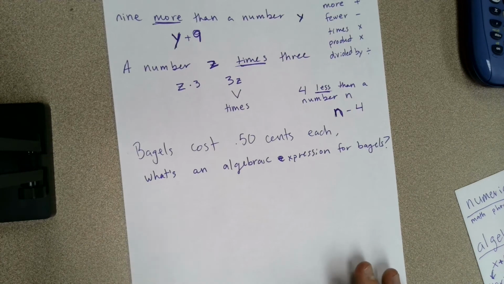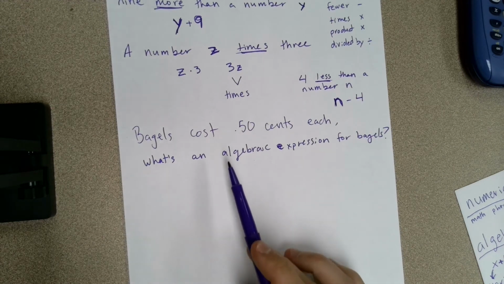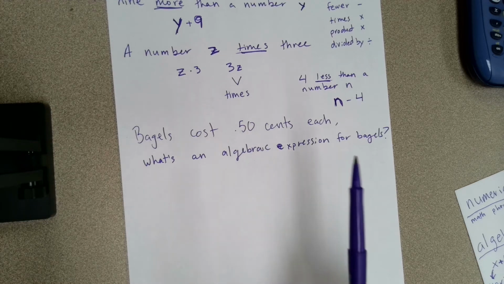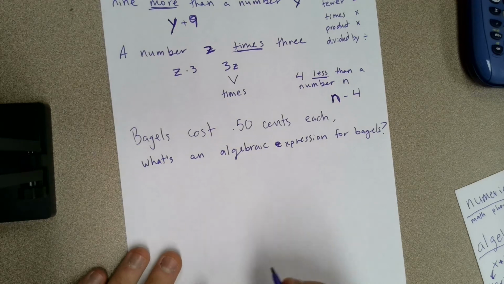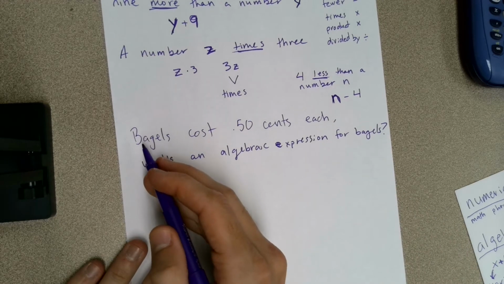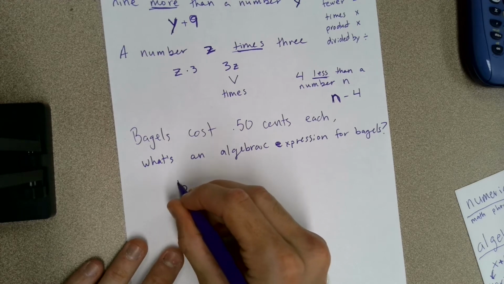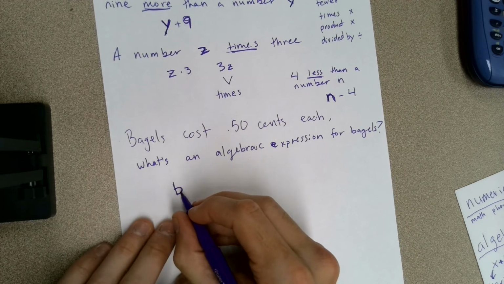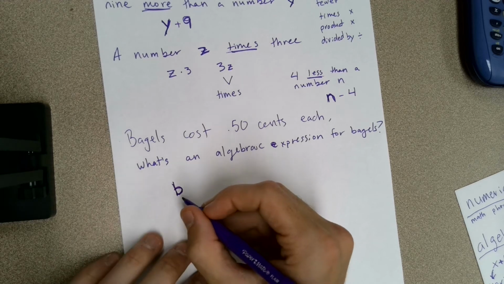All right, we got a long one down here. A big translation to do. We got bagels cost 50 cents each. What would be an algebraic expression for the bagels? This isn't super direct. It's kind of making us think about it. So we know that for bagels, we got to think of a letter. So I'm going to just use B because bagels start with B. So I have bagels, and they each cost 50 cents. So we're trying to figure out bagels, how many? That's our variable.